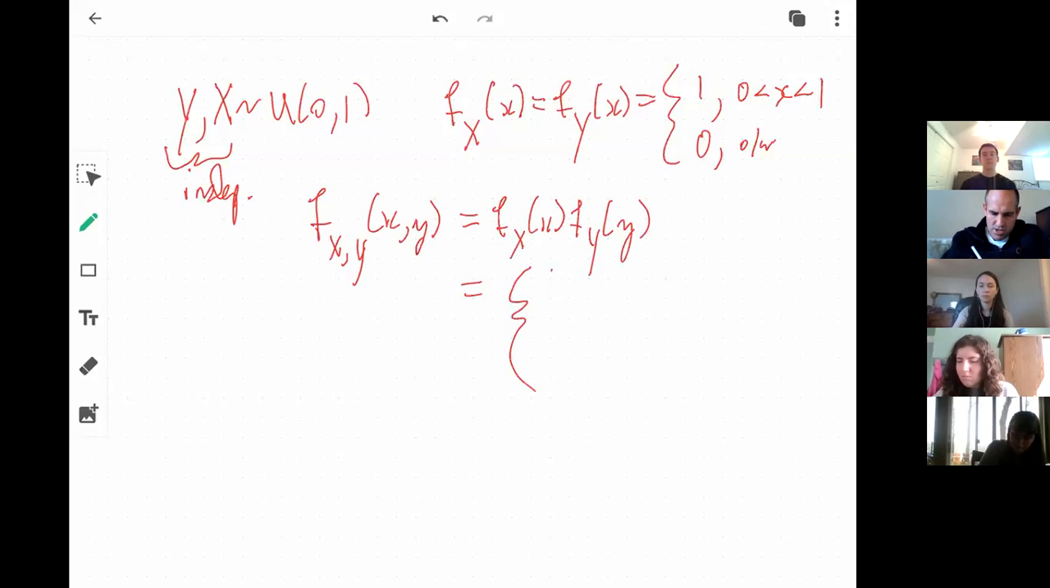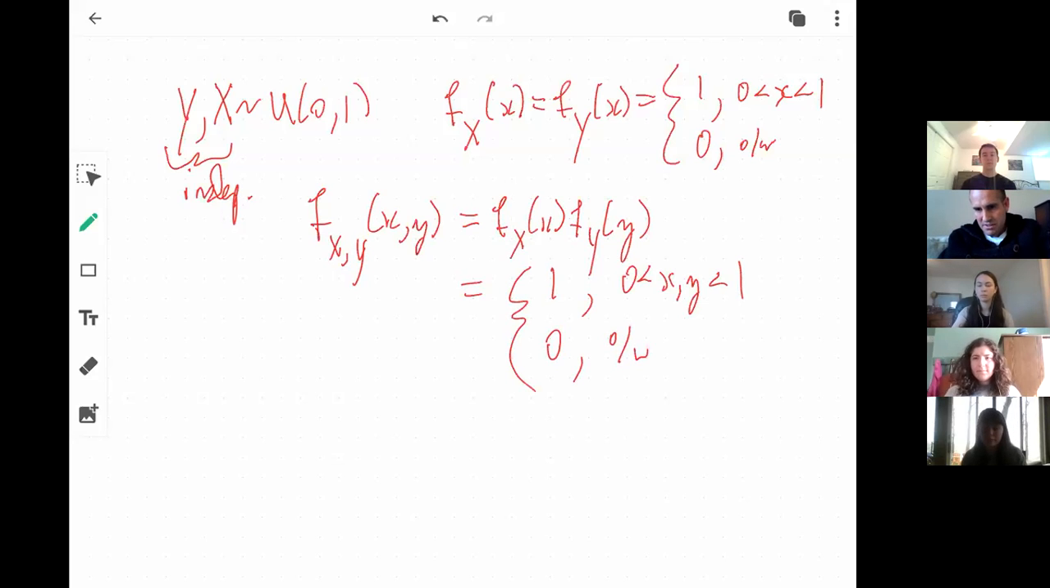Well, it's going to be 1 whenever 0 is less than x or y is less than 1. So we're on the unit square, basically, with one vertex at the origin. And it's going to be 0 otherwise. And of course, that thing integrates to 1 because it's just basically a 1 by 1 by 1 cube. The height is 1 on the unit square, the area of the base is 1, the height is 1. So that thing integrates to 1.